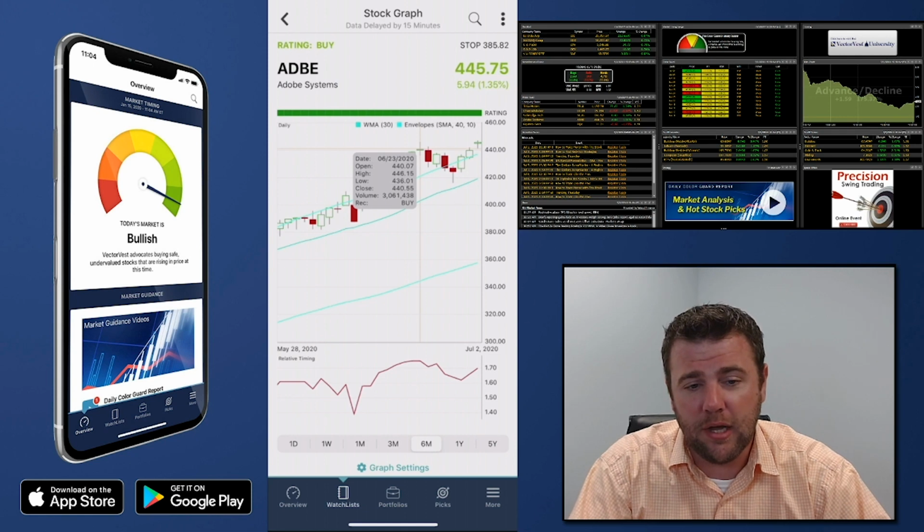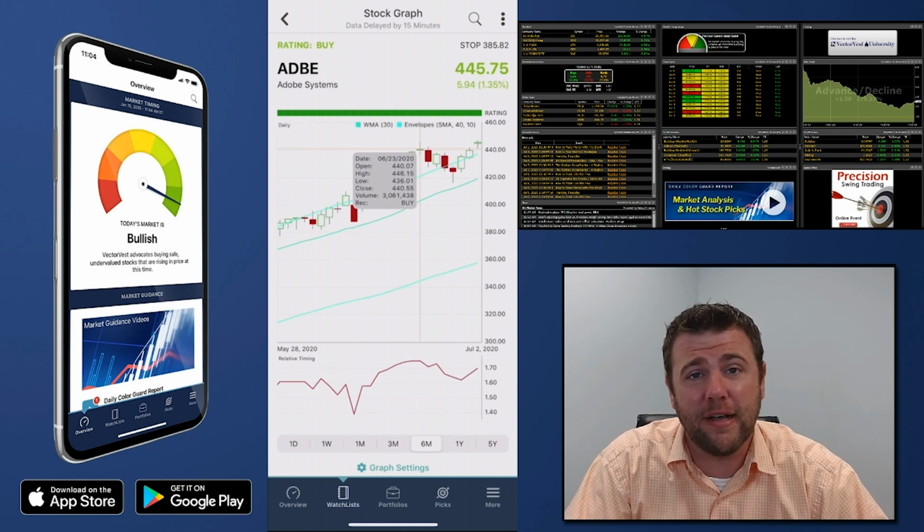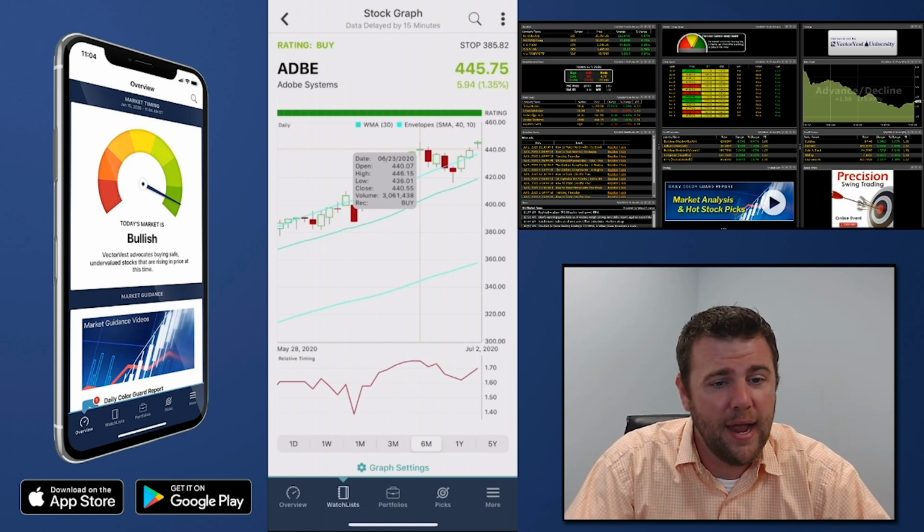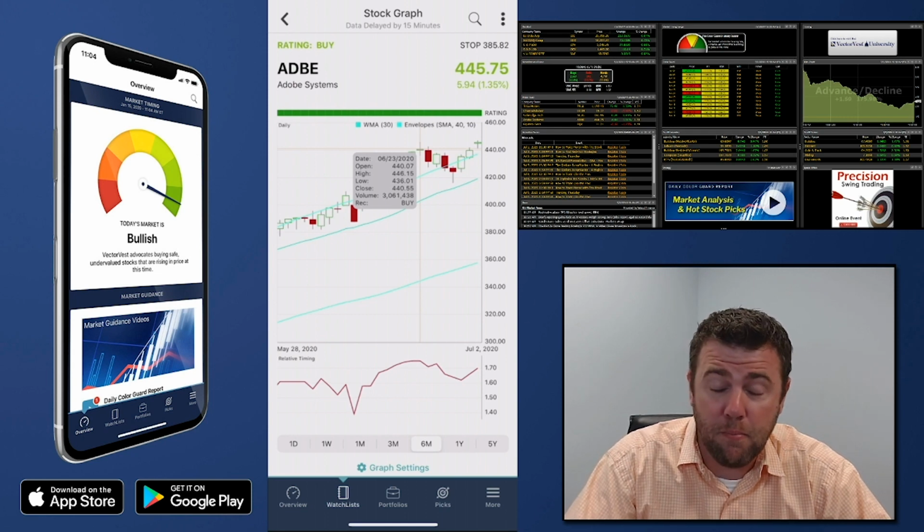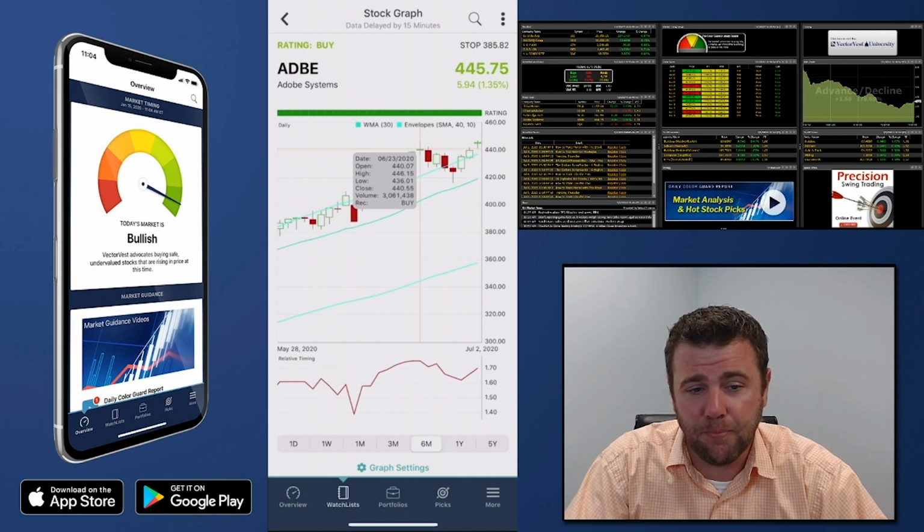So that's why we want to cover it, to help you guys become better investors, more successful investors, and help get more precise with your entries and exits.